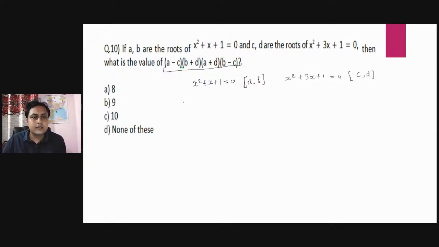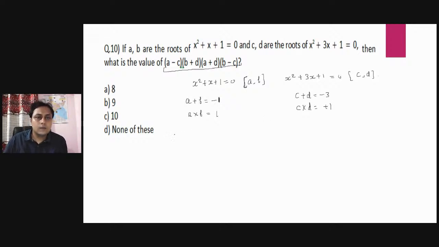So guys, as we know, the sum of the roots is minus b by a. Minus b is the coefficient of x, a is the coefficient of x square, and c is the constant term, right? So the sum of the roots a plus b should be minus 1 here, and the product of the roots a into b should be 1. Similarly, in this case, the sum of the roots c plus d is minus 3, and the product of the roots c into d is plus 1, right?